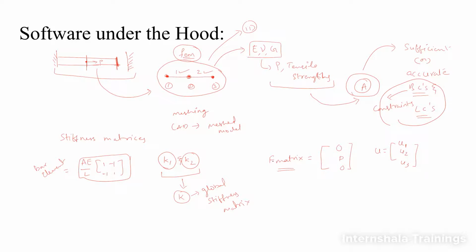If you observe here, we know the values in the global stiffness matrix. How? We already know the length, the area of cross section, and what material this particular bar is made of through the Young's modulus value. So we already know all the terms in the global stiffness matrix. Then coming to the force matrix, we know the value of P, and the other values are 0, so we know the values in the force matrix.